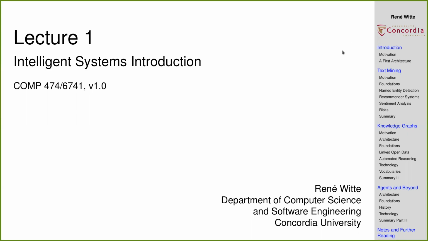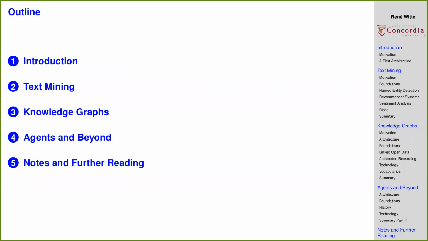So in this first lecture, I'm going to give you an introduction on several of the topics that we are going to cover in the course. First, a general introduction and motivation, and then I'll talk about 3 technologies that we'll cover in more detail throughout the course. The first one is called text mining, application of natural language processing. The second one, knowledge graphs. And then I will talk about intelligent agents.